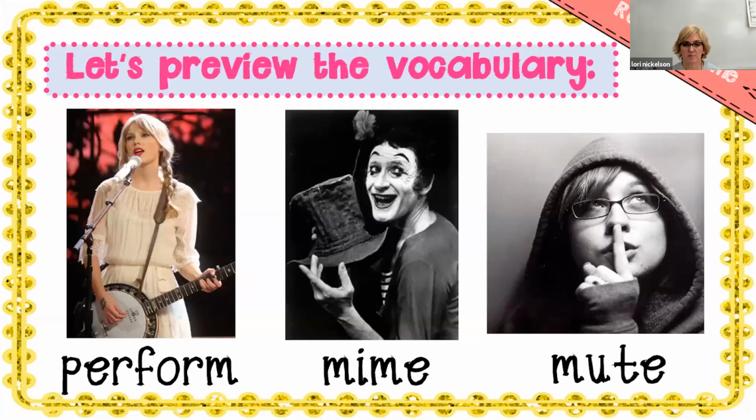So let's look at some vocabulary. We have perform. What's perform mean? Perform means to give a show of some kind for an audience. Mime, that's where someone does not talk but does silly things to make people laugh. We have mute, that means silent, not speaking.